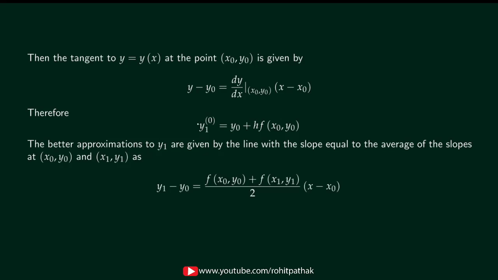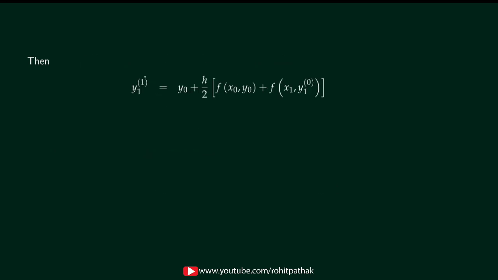So the better approximation to y1 is given by this line, y minus y0 equal to the average of the slopes at x0, y0 and x1, y1 into x minus x0. From here we get a better approximation to y1 as y0 plus h by 2 [f(x0, y0) plus f(x1, y1)]. Now this y1 is obtained by Euler's method. So we have already obtained this y1(0) by Euler's method. So we use this y1(0) in this formula to obtain a better approximation of y1.